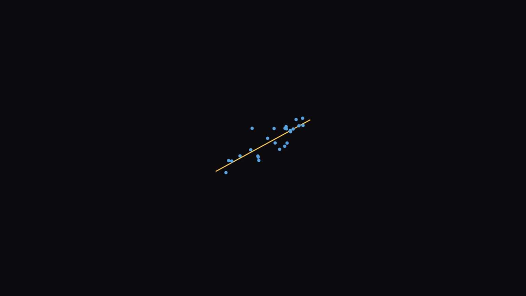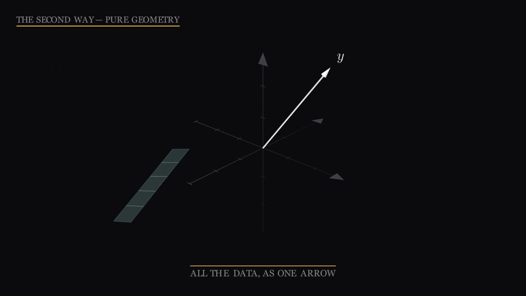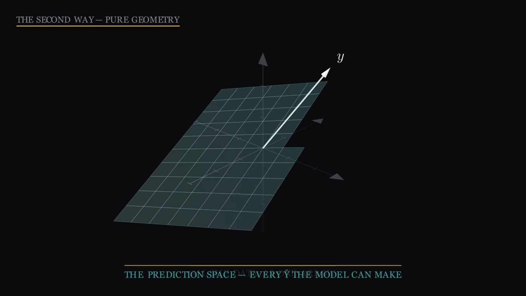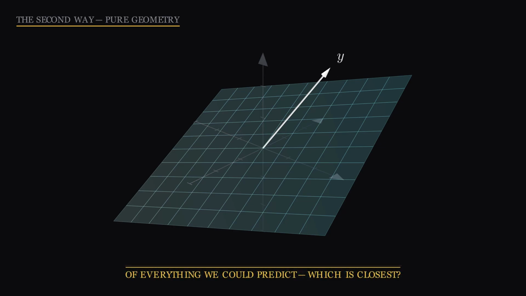Until now, each dot was a point on a graph. Forget that. Instead, imagine taking the entire column of y values and treating it as a single arrow reaching out into space. All the predictions our model is capable of making don't fill the whole space. They live inside a flat surface passing through the origin. We call it the prediction space. Every point on that surface is one possible fitted vector, y hat.